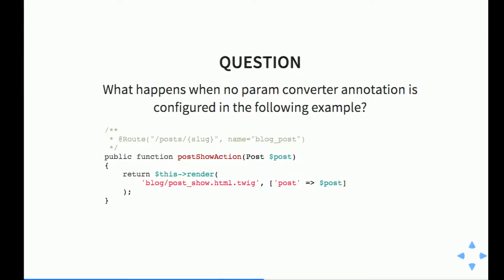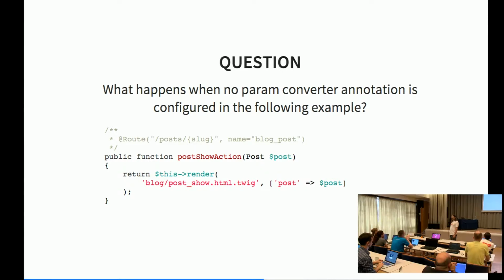In such an action, when you don't have the param converter annotation defined, what happens? Can someone tell me what's going on in Symfony? How does it happen that a post object is injected into the controller? Yeah, but I don't have an annotation, so which param converter?